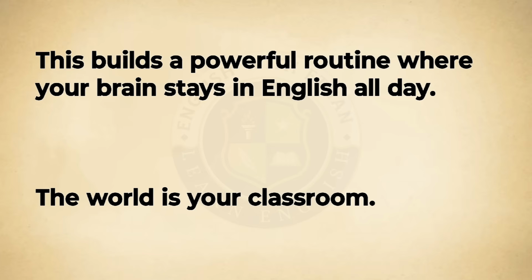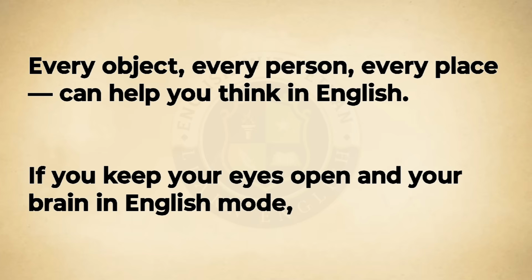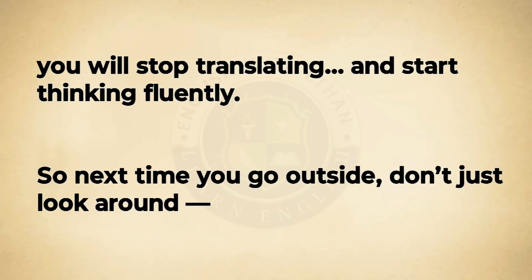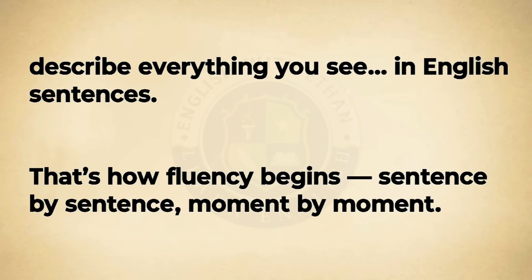The world is your classroom. Every object, every person, every place can help you think in English. If you keep your eyes open and your brain in English mode, you will stop translating and start thinking fluently. So next time you go outside, don't just look around. Describe everything you see in English sentences. That's how fluency begins. Sentence by sentence, moment by moment.